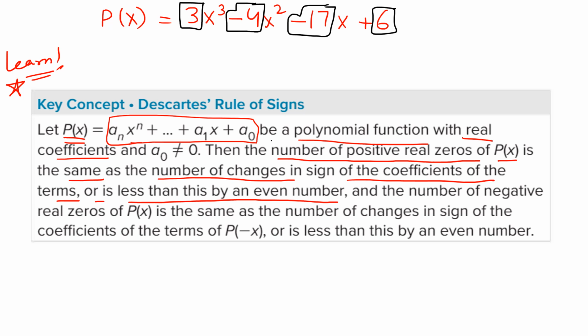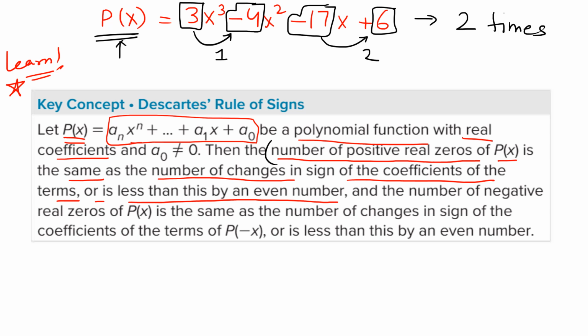Now the theorem says the number of positive real zeros is the same as the number of times the sign changes in the coefficients. So this is positive, this is negative. One sign change. This is negative, no sign change. And this is negative, this is positive. Second sign change. So how many times does the sign change? 2 times for P(x).